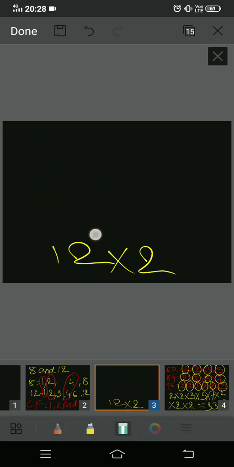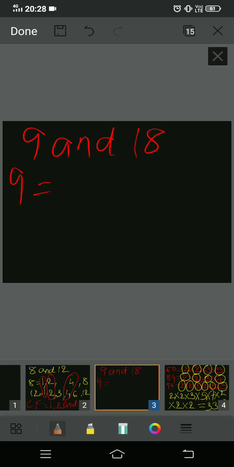I'll just explain one more question. This is a very simple question. I had already taught you in my previous lecture, so I'll just show you a few. For example, the last one was 9 and 18. Okay, so 9 and 18. So 9 is equal to, now in whose tables does 9 come? It comes in the table of 1 and 9, then in the table of 3.